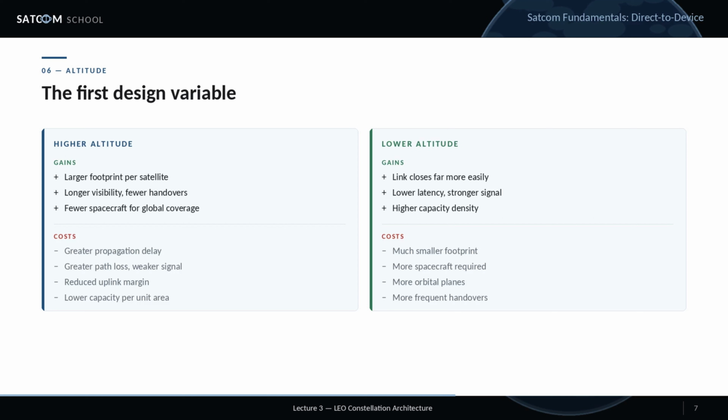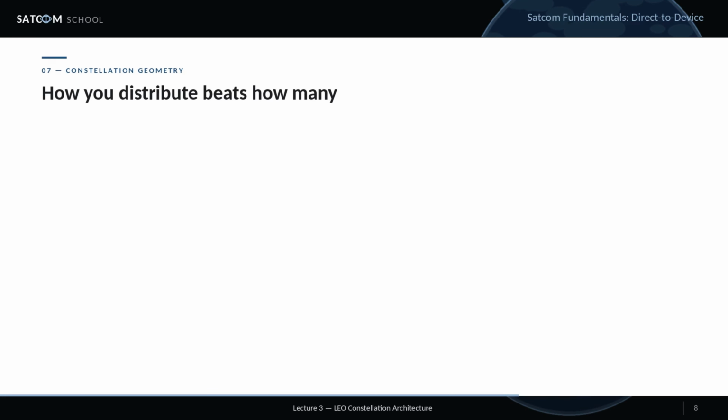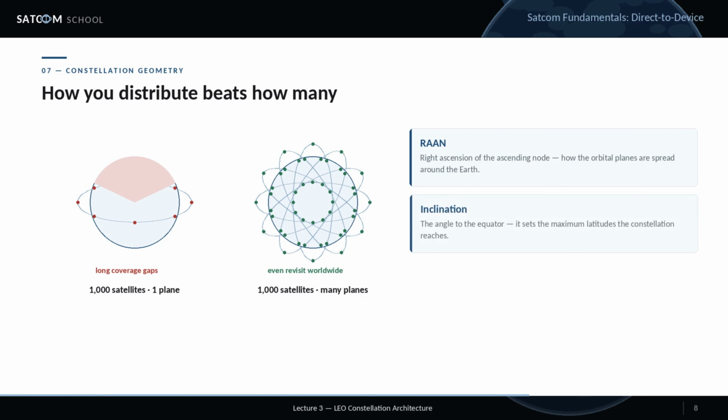Altitude is the first design variable, and it pulls both ways at once. Go higher, and each satellite sees more of the Earth, stays visible longer, needs fewer handovers, and you need fewer spacecraft for global coverage. Go higher, and you also pay more delay, more path loss, less uplink margin, and less capacity per unit area. Go lower, and the link closes easily, but each satellite covers far less ground, so you need more spacecraft and more orbital planes. There is no universally optimal altitude.